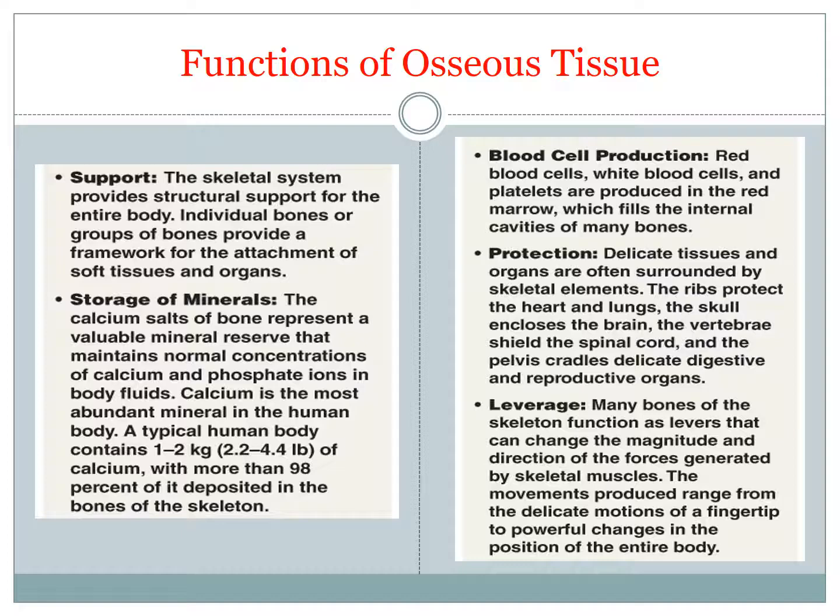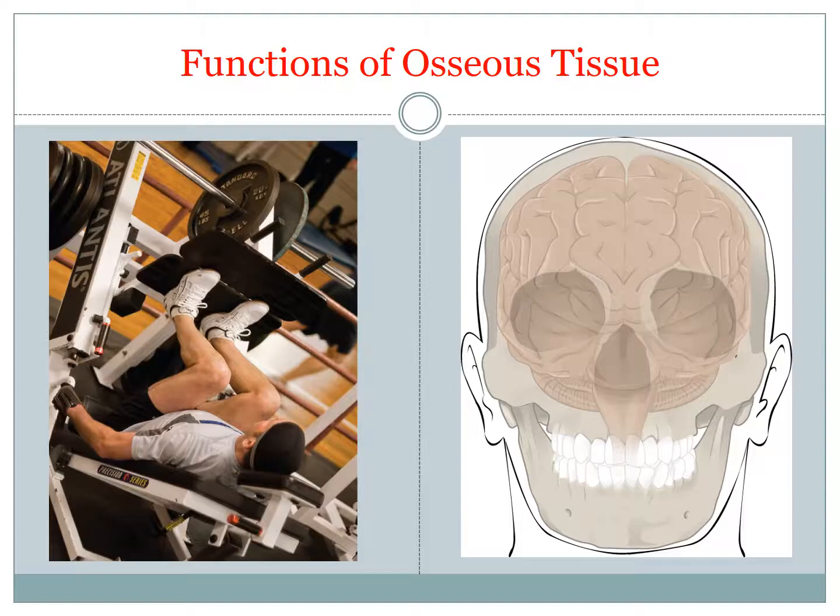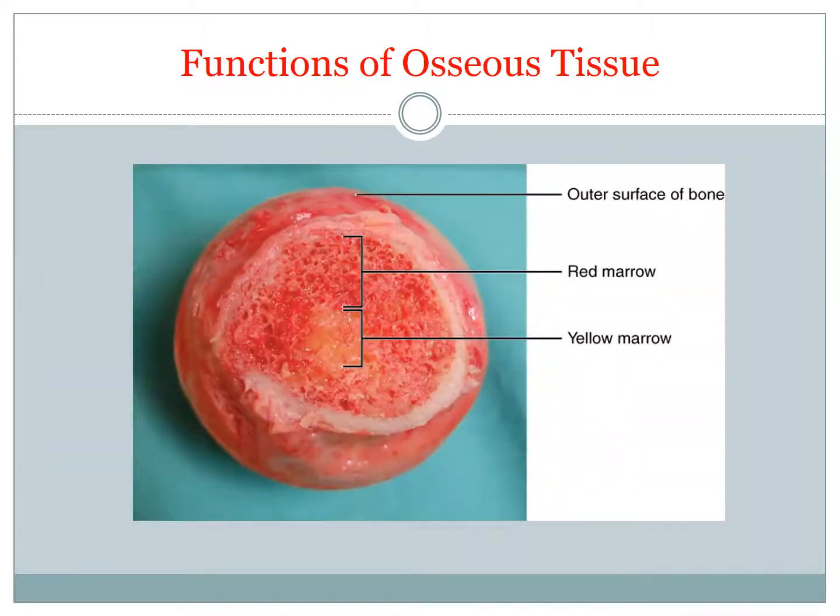And finally, the skeletal system provides blood cell production, also known as hematopoiesis. Red blood cells, white blood cells, and platelets are produced in the red bone marrow, which fills the internal cavities of many bones. So here you can see examples of the various functions that we just discussed. The red bone marrow is shown there along with some yellow marrow.